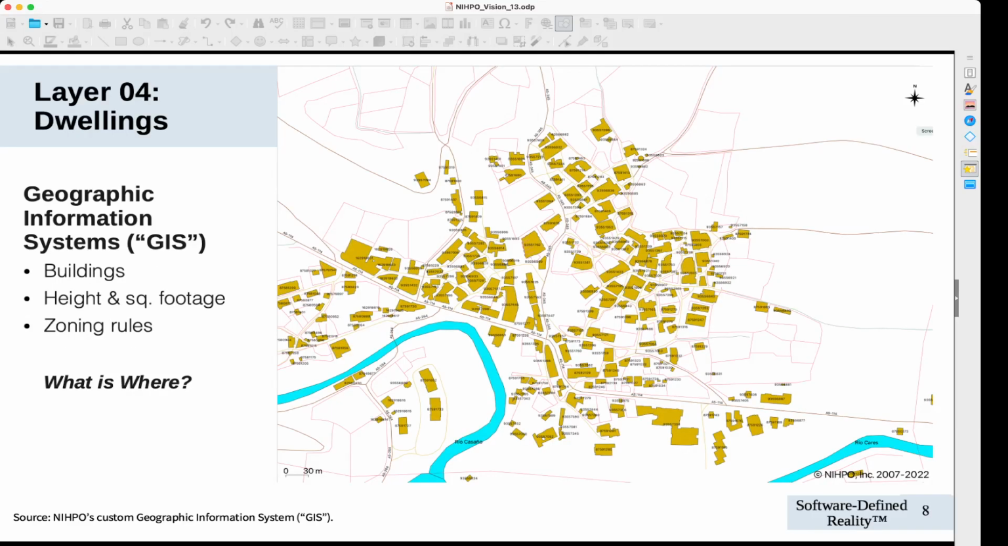The next layer are the dwellings, the buildings, but also the height and the square footage. So we can estimate how many people live in this house based on the size and the height, and also zoning rules. What is allowed in this area? Is this urban? Is this agricultural? Is this forest? Is this a national park, for example? This layer tells us what is where.